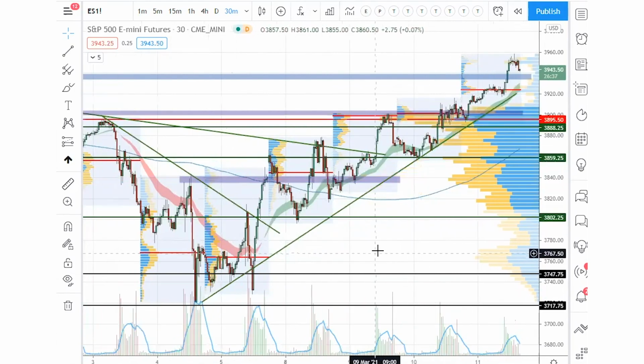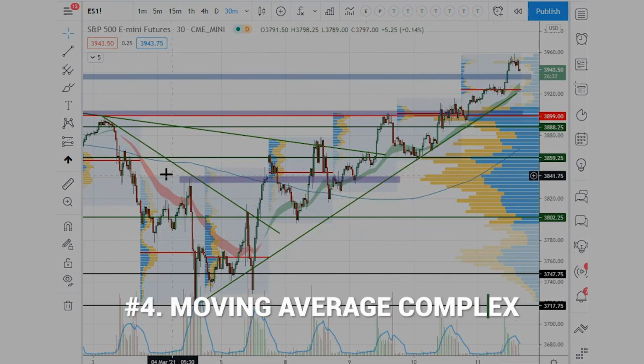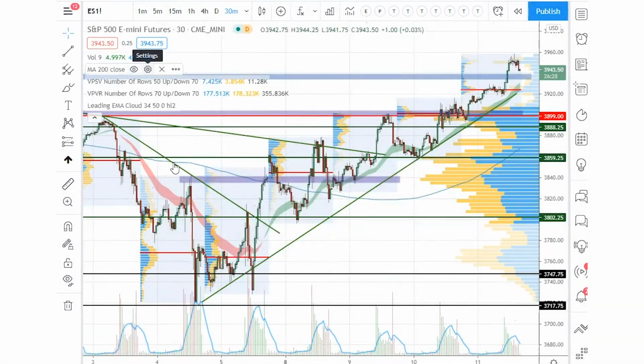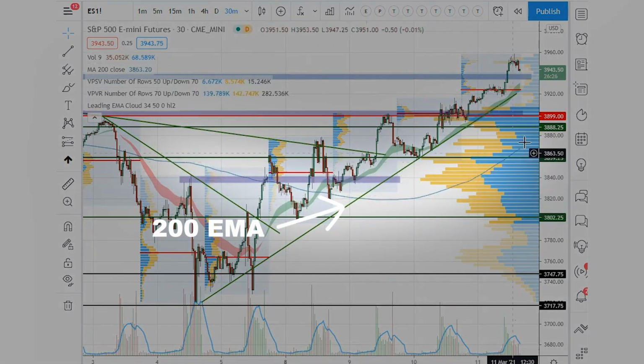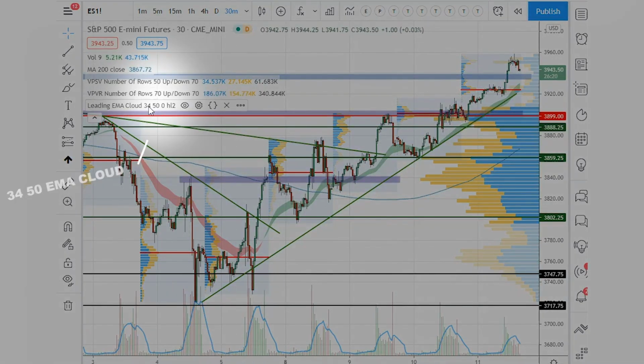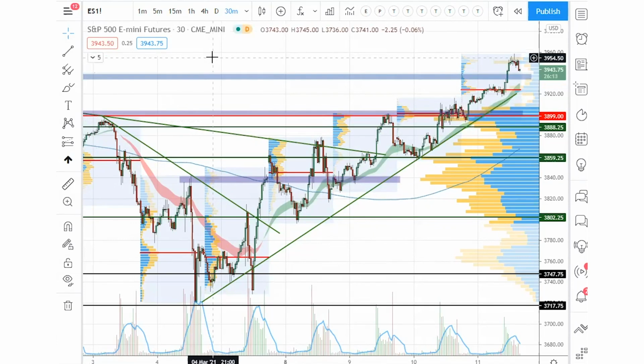So this is a 30-minute chart, and what else I have added is also a moving average complex. The moving averages that I have right here are the 200 EMA, right? This is the blue line that you see right here. And what I deem as one of the most important aspects of this chart is the 34/50 EMA Cloud. So this is an EMA complex. It's not anything complicated. It's just a 34 EMA and a 50 EMA, and they are combined within one indicator.